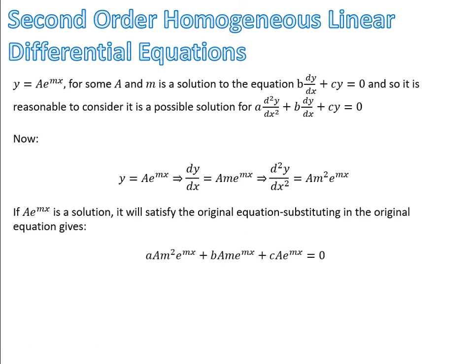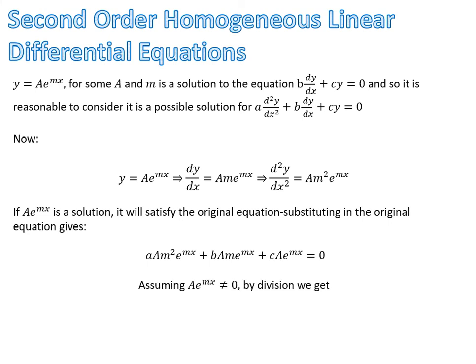So the original equation was a times d squared y by dx squared plus b dy by dx plus c y. So we're just taking these three values here in terms of what we've got for y, dy by dx, and d squared y by dx squared. We're substituting into that original. So it's a bracket am squared e to the mx, plus b a m e to the mx, plus c a e to the mx, equals 0.